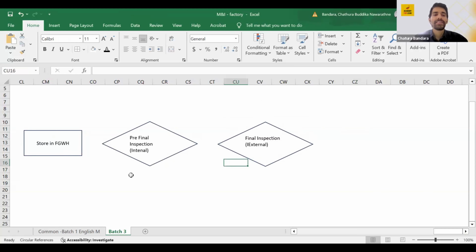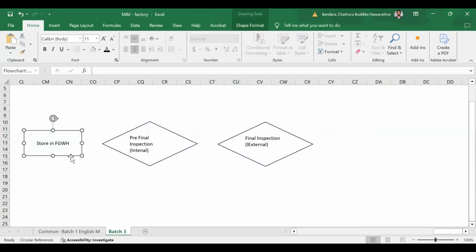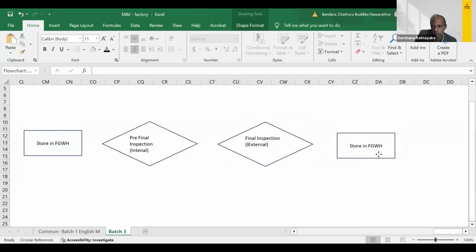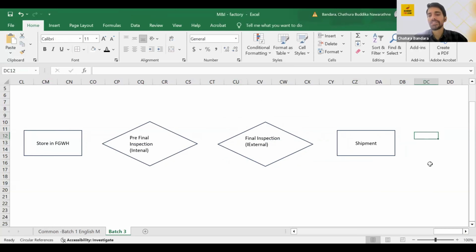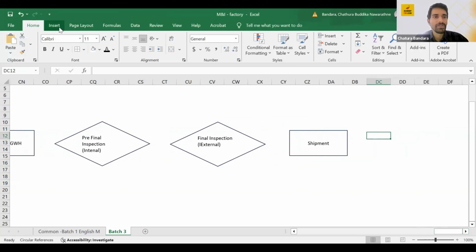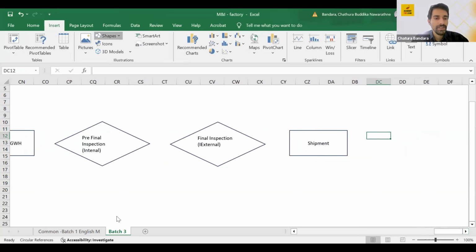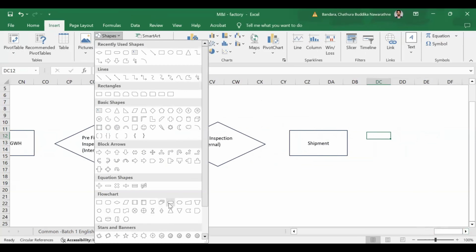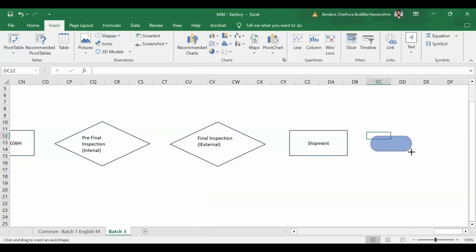Okay, super. Then what happened? Shipment. So we'll go a little bit fast, otherwise we don't have time. Okay, we are done. Shipment. And then at the end also we have to put this oval. Yeah, oval shape.